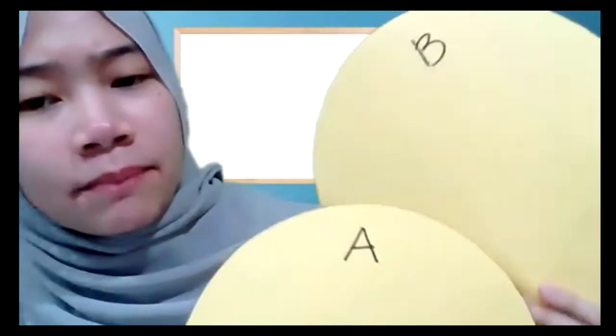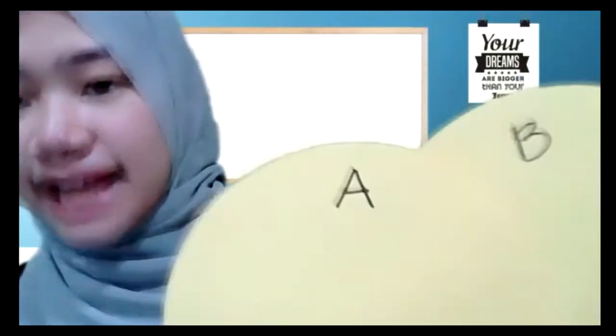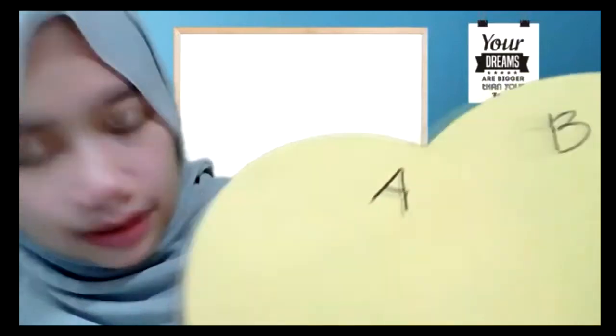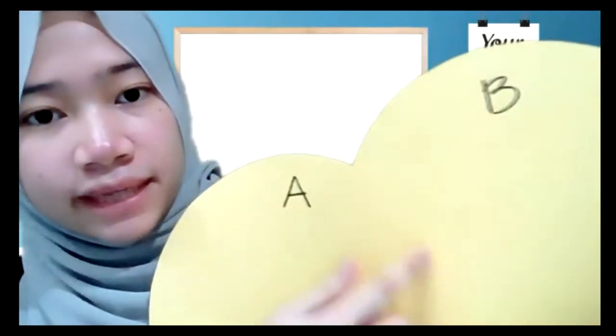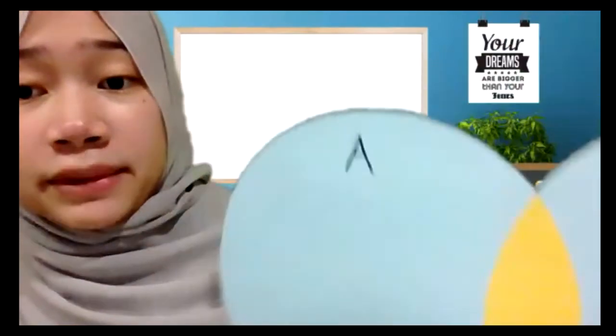Now, if we overlap these 2 circles, what do you think will happen? Yes, you're right, Mr. Christian. The common elements of 2 sets will be placed here in the middle. So it will look like this. This is now the visual representation of 2 sets having an intersection. This is actually how Venn diagram works. Now, we can easily represent the relationship of sets.